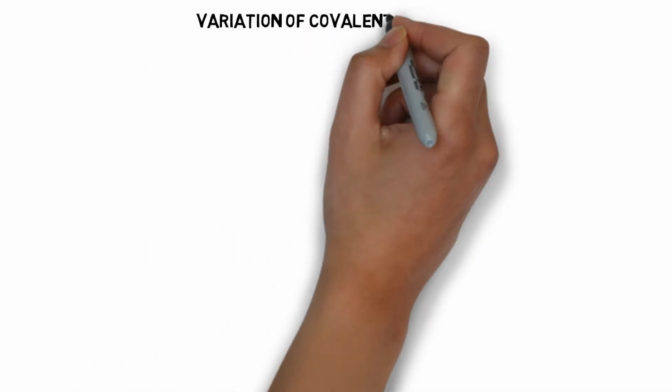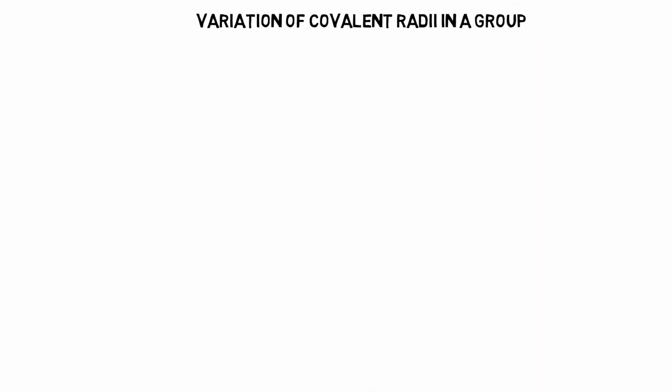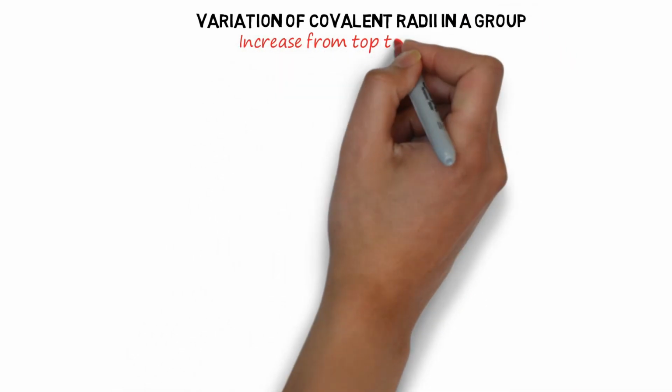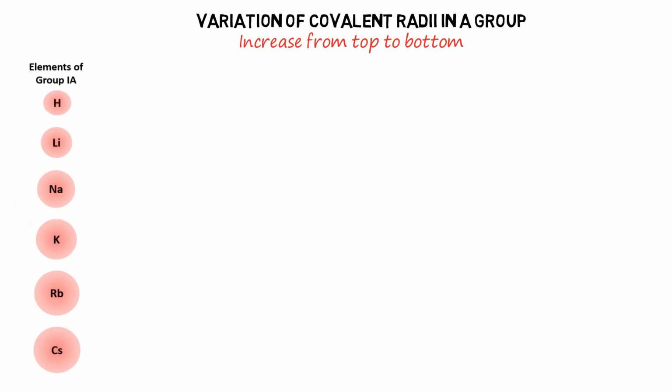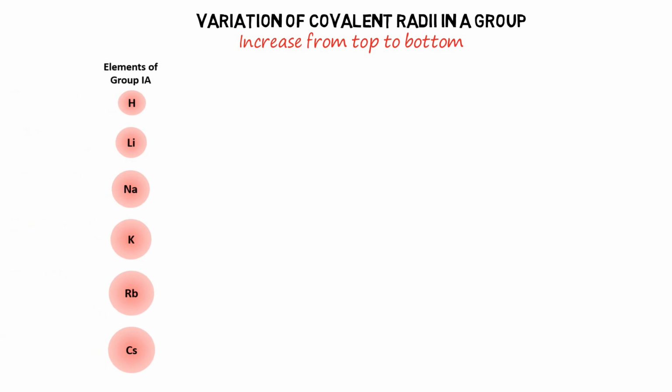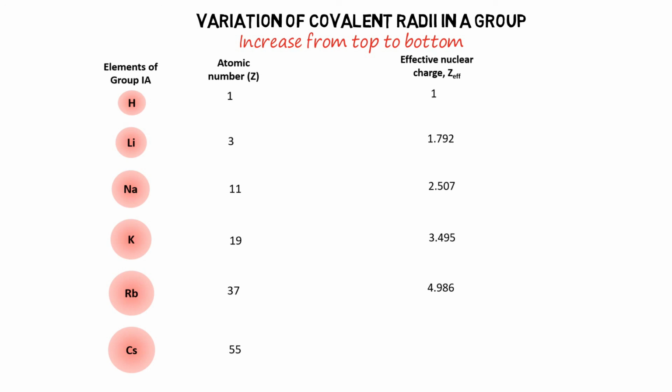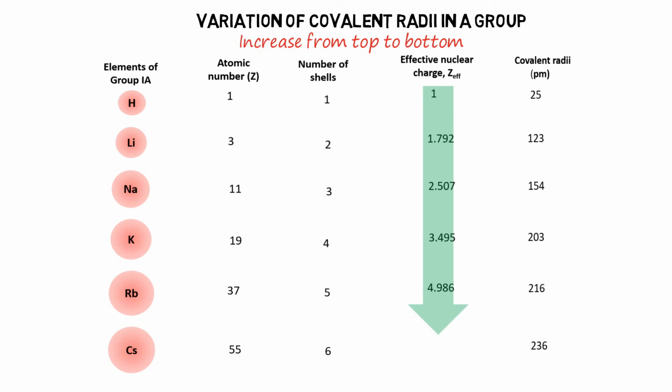Now we will see the variation of covalent radii in a group. In a particular group, covalent radii increases from top to bottom. To understand this concept, let us consider elements of group 1A of the periodic table. As we move from top to bottom in a group, the atomic number increases. That is, the number of electrons and also the number of protons increases. Therefore, the effective nuclear charge felt by outer electrons also increases. But in addition to this, the number of shells also increases. The net effect is that the atomic size increases from top to bottom in a group.